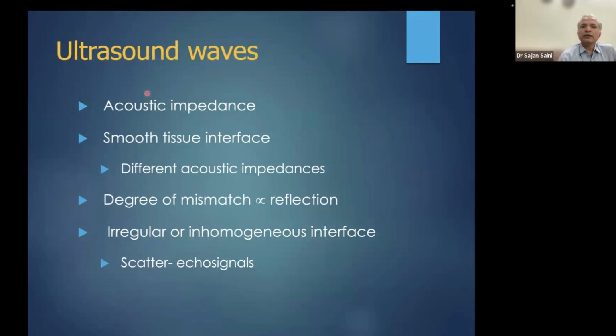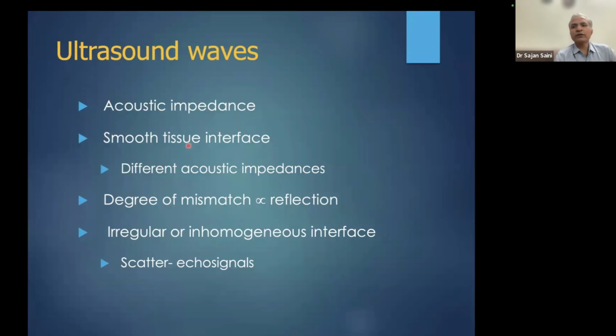So the reflection or refraction depends upon the acoustic impedance, the property of the tissue. It is the resistance offered by the tissue to the ultrasound waves. So ultrasound waves come, and depending upon the impedance, the resistance which this tissue offers to these ultrasound waves, they can get partially transmitted and partially reflected and scattered.